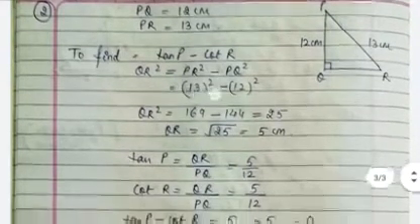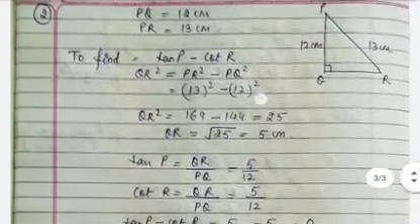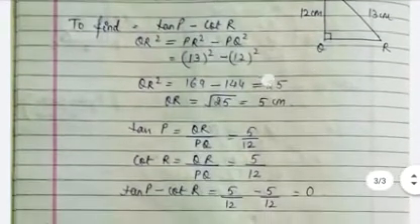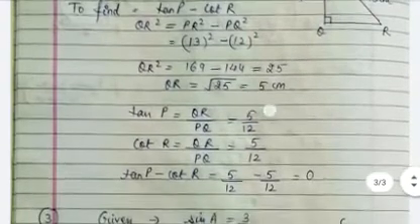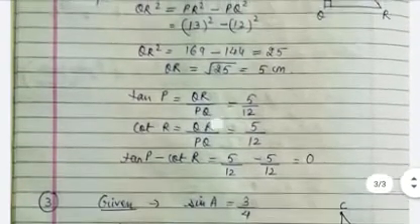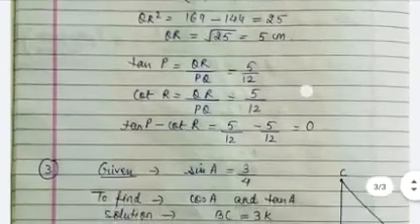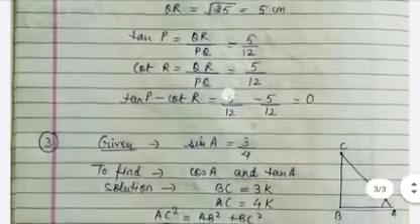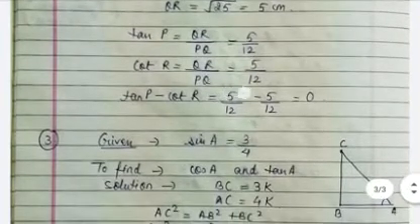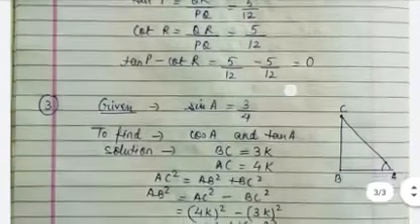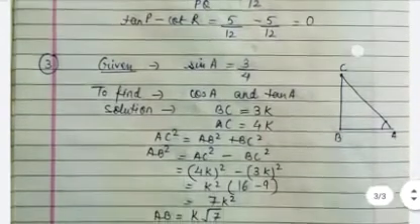Using the Pythagoras theorem here, QR square is equal to PR square minus PQ square. Simply solving it, we get the value of QR is 5 centimeter. Then tan P is QR upon PQ, that is 5 upon 12. Cot R is equal to QR upon PQ, that is 5 upon 12. If we are subtracting both these values, we will get the value 0.